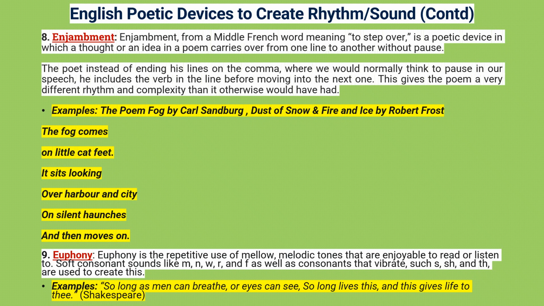The next poetic device in this slide is euphony. Euphony is the repetitive use of melodic tones that are enjoyable to read or listen to: soft consonant sounds like M, N, W, R, and F, as well as consonants that vibrate, such as S, sh, and th, are used to create this. An example is given to you for your reference.